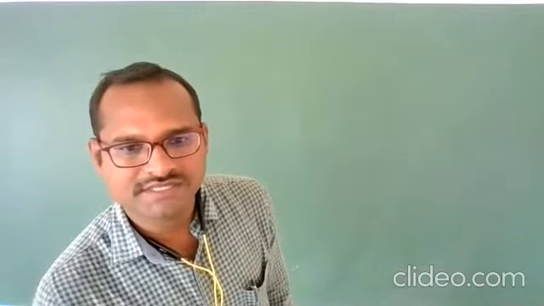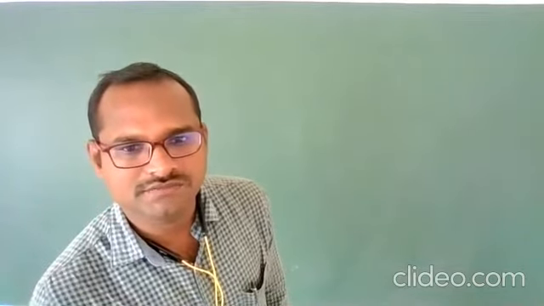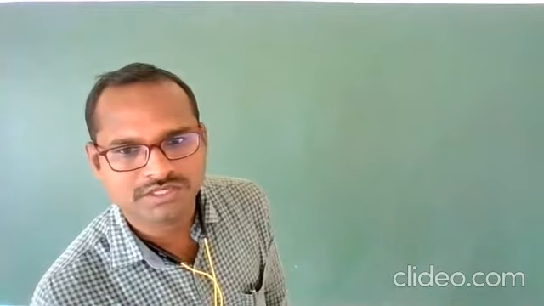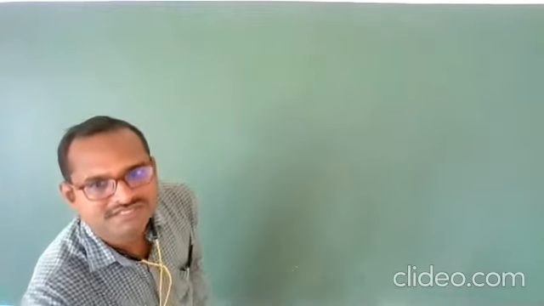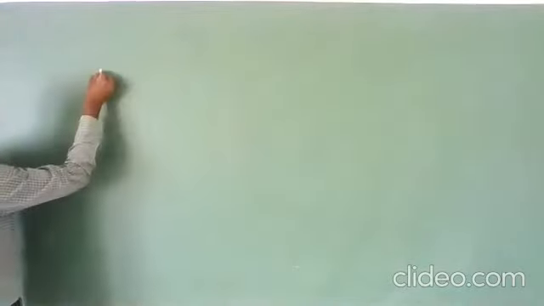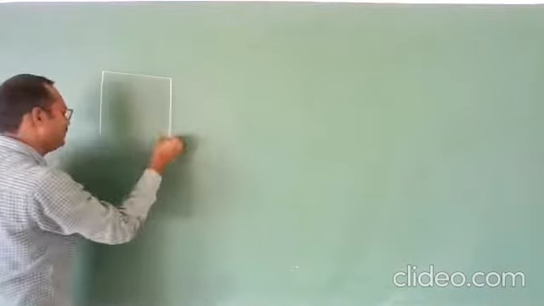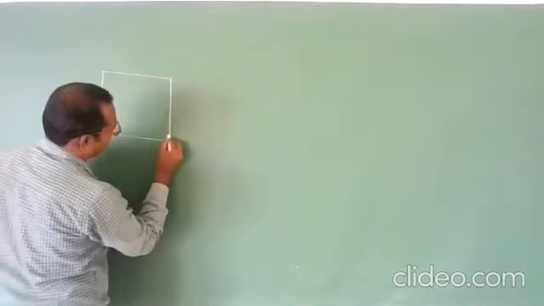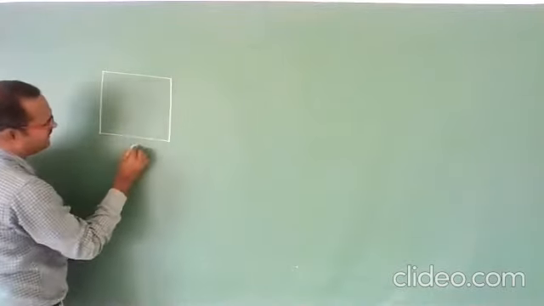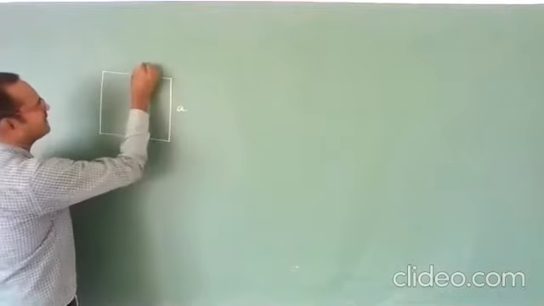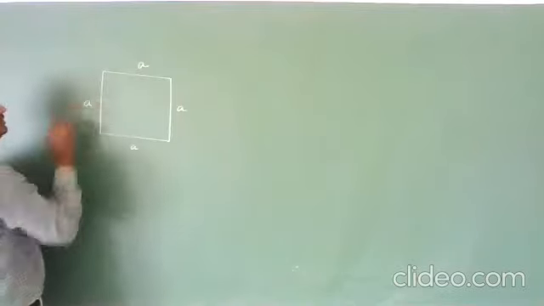In a previous class, we discussed some problems on Coulomb's law. Let us continue. Listen, students, let us suppose we are having one square, a square of side A, where each side is of distance A.